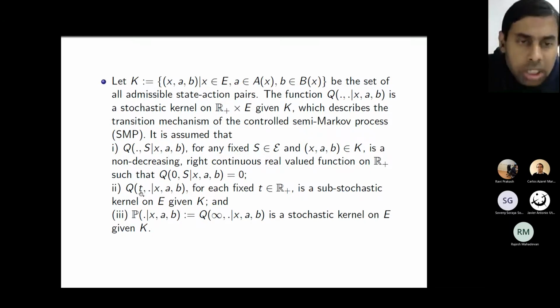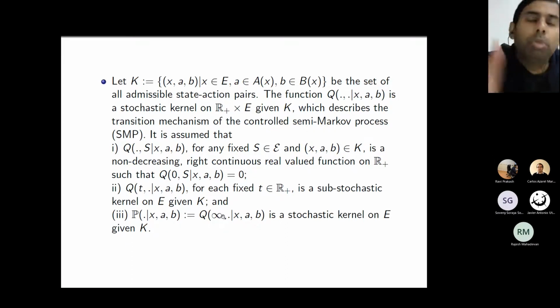So if you fix this T, then this is a substochastic kernel on E, because it will obviously jump to some new state in E. Remember, E is the state space. That's why this is a substochastic kernel. And now if you say infinity instead of T, that means it will jump at some point.